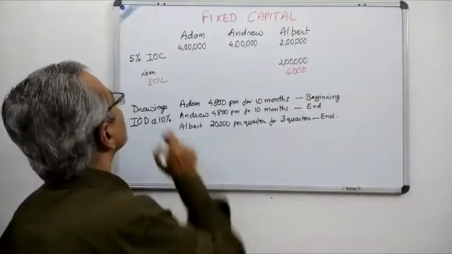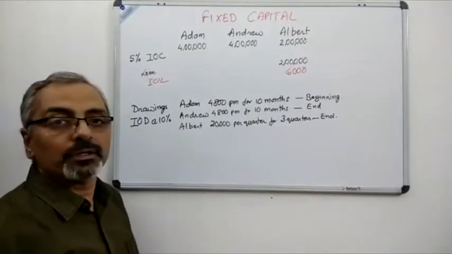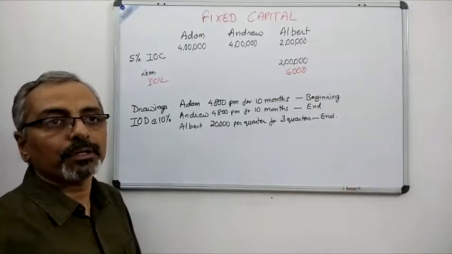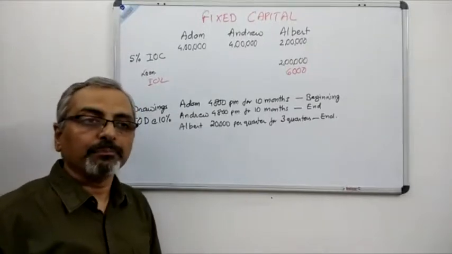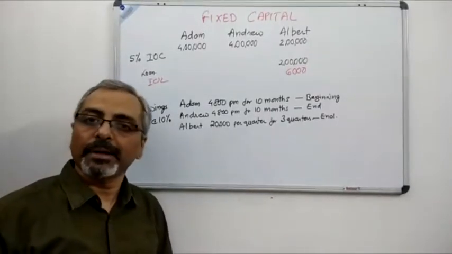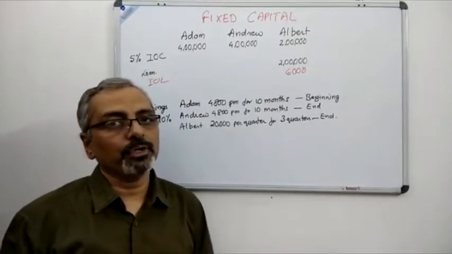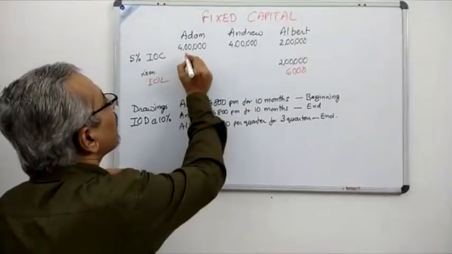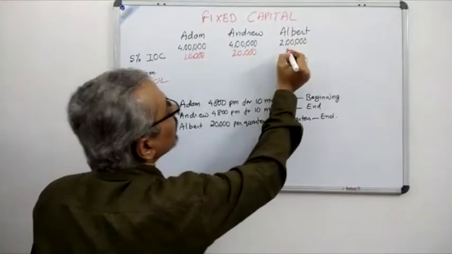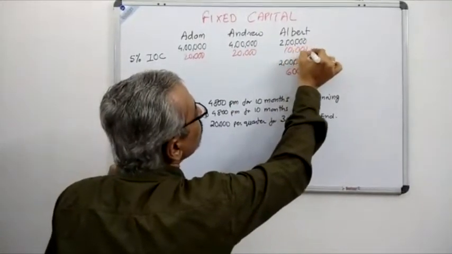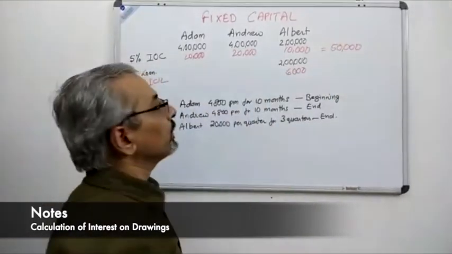Next, 5% interest on capital is given for the three partners, Adam, Andrew and Albert, whose capital investments were 4 lakh, 4 lakh and 2 lakh. Calculations of 5%, 10% and 20% are mental calculations; you don't have to use a calculator for that. 5% of 4 lakh comes to 20,000, 20,000 and 10,000. So the total interest on capital is 50,000.